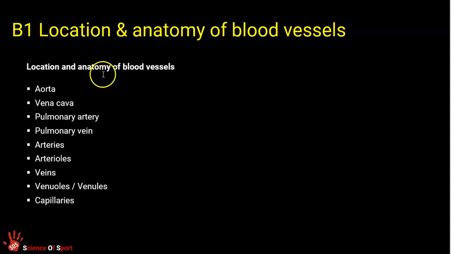You'll also need to understand the anatomy of the 5 different kinds of blood vessel, so how they are structured and how that links to the functions that they have. So arteries, arterioles, veins, venules and capillaries. You'll potentially see the 2 different spellings of venules. I tended to spell it like this, but your spec spells them like this. So these are 5 different types of blood vessel. And again, you'll need to know the structure and function of them.